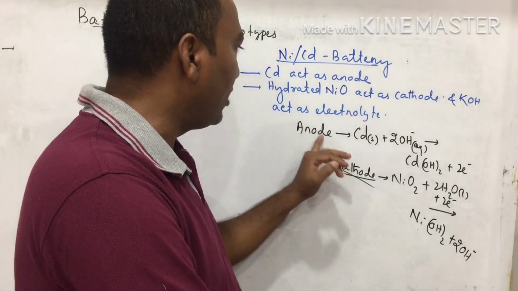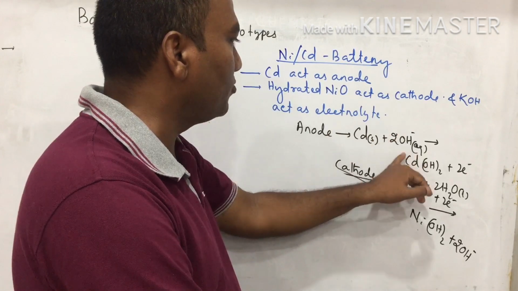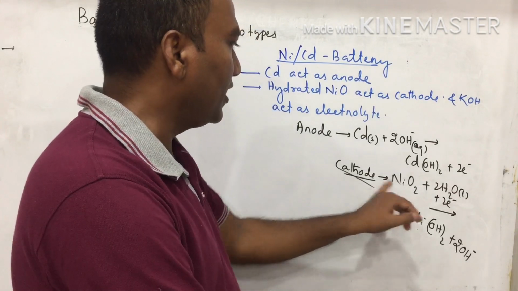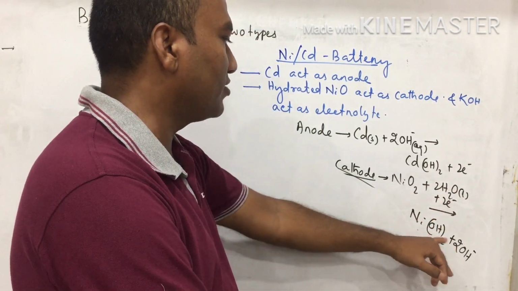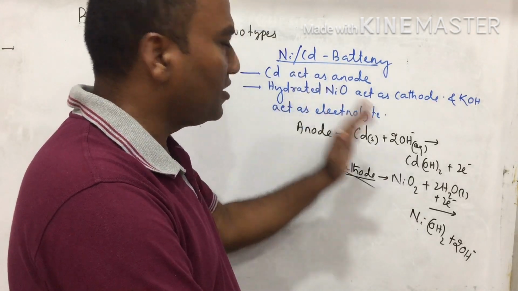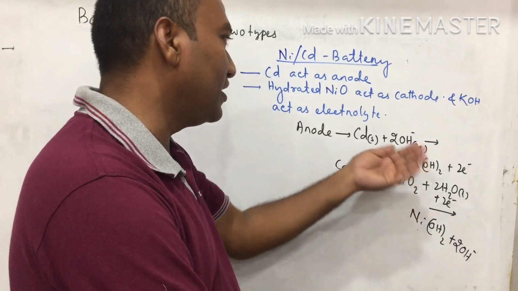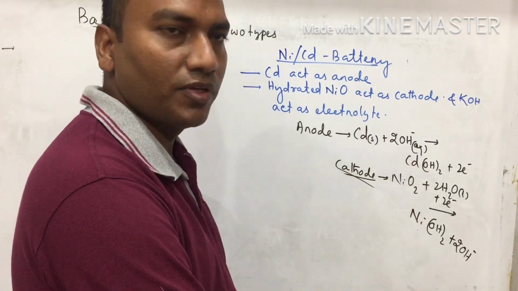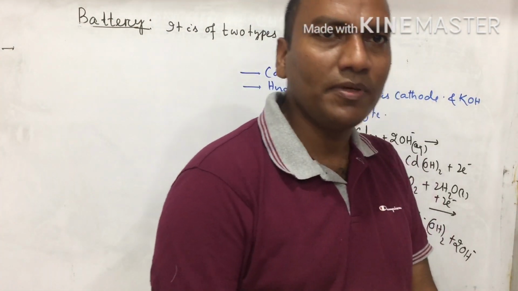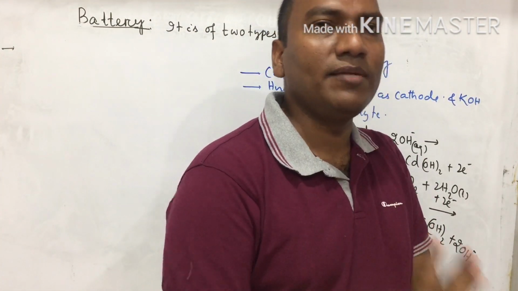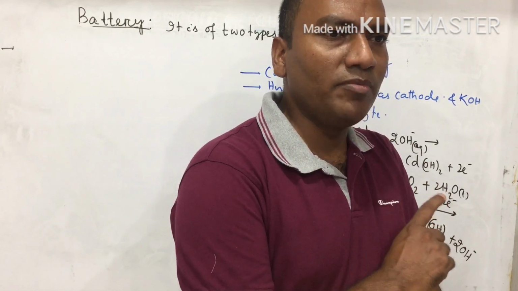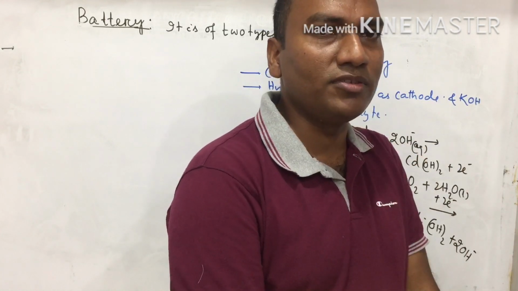Clear? And the anode reaction is cadmium solid plus 2OH minus gives rise to cadmium hydroxide plus 2e. Cathode: nickel oxide plus H2O gives rise to nickel hydroxide plus 2OH minus. Yes or no? So again, this reaction is also rechargeable, meaning this cell is rechargeable; the reaction becomes reversed. Okay, so why is the nickel cadmium battery expensive? Because cadmium metal itself is a costly metal. Clear now?